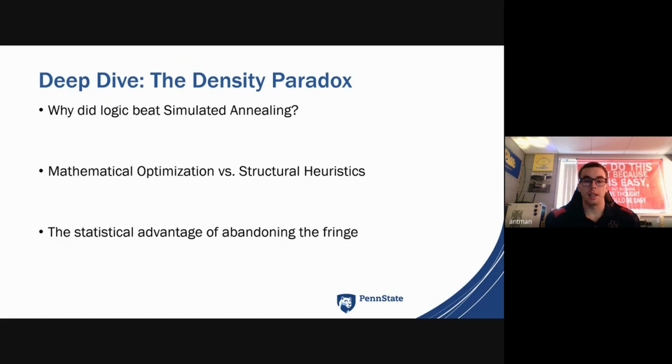The second major takeaway is what we called the density paradox. Why did the simple logic solver beat simulated annealing? Our MCMC model spent all of its computing power finding the statistically safest move inside the active boundary fringe. But at 23.4% density, the fringe is inherently packed with mines.